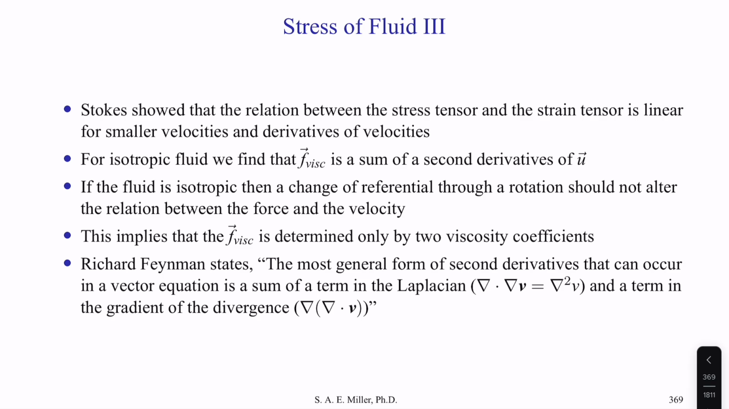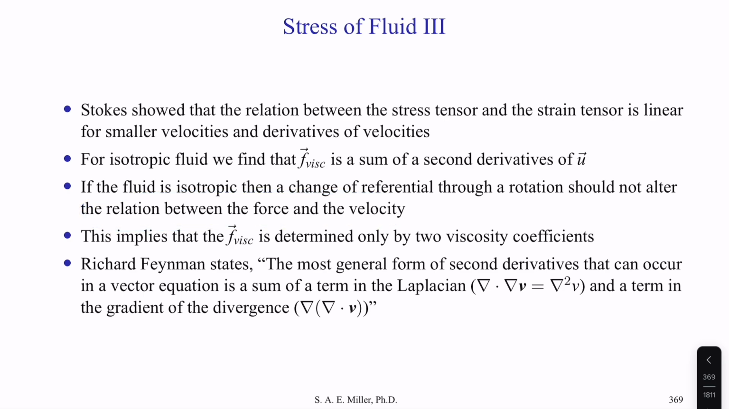George Gabriel Stokes showed that the relation between the stress tensor and the strain tensor is linear for small velocities and the particular derivatives of the velocities. And the fluid is isotropic, not the statistics of turbulence, if you will, but the statistics are invariant with respect to the viscous terms. We'll find that the viscous force is the sum of the second derivatives of u, which is an important observation by George Gabriel Stokes. For an isotropic fluid, the change in referential through a rotation will not alter the relation between the force and velocity.